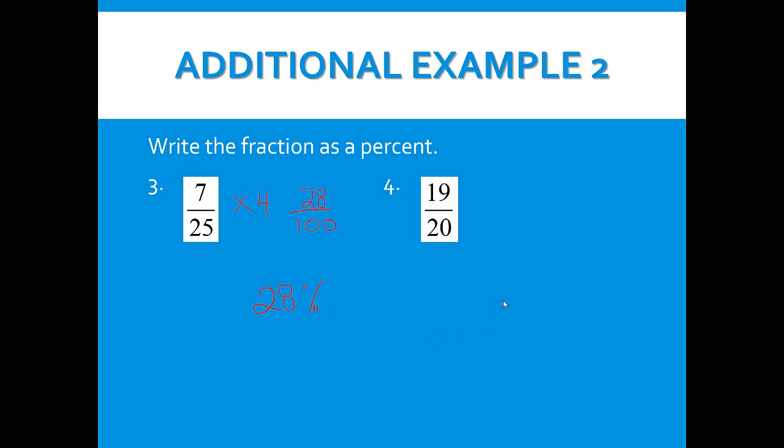For number 4, we have 19/20ths. In order for us to get 100 on the bottom, we would have to multiply 20 times 5. 20 times 5 is 100. And then we need to multiply the numerator by 5 as well to get an equivalent fraction. 19 times 5 is 95. And 95 hundredths is 95%.